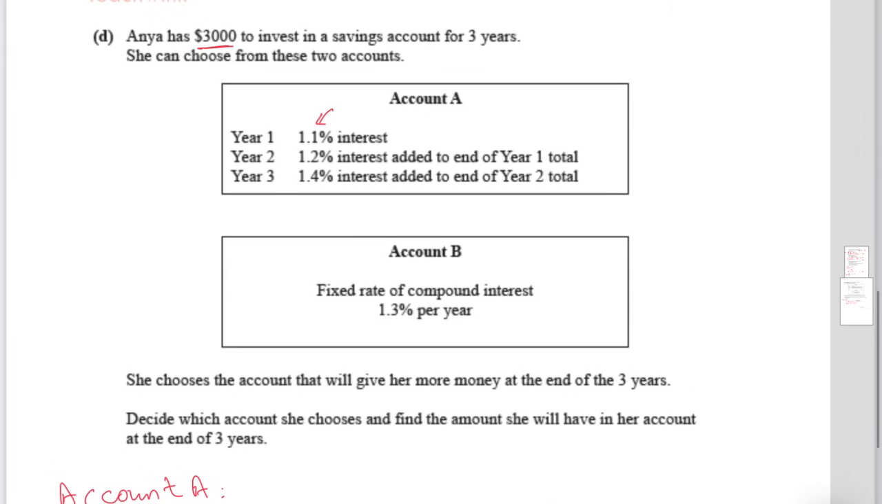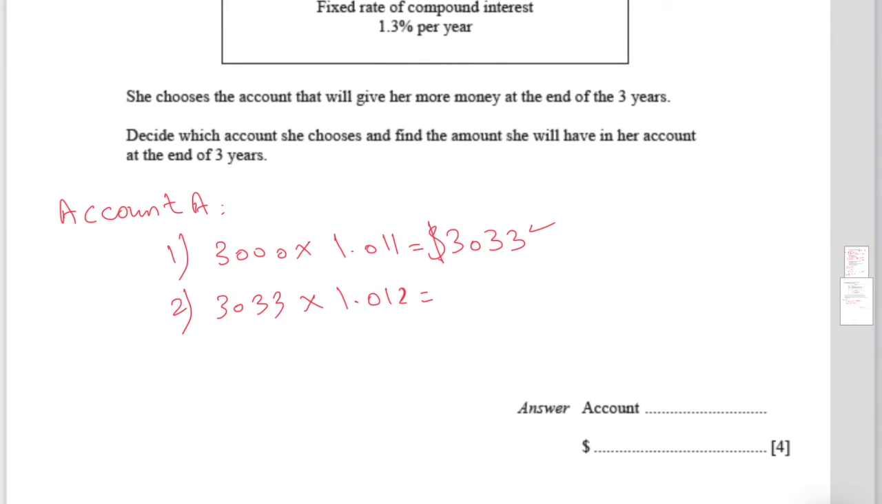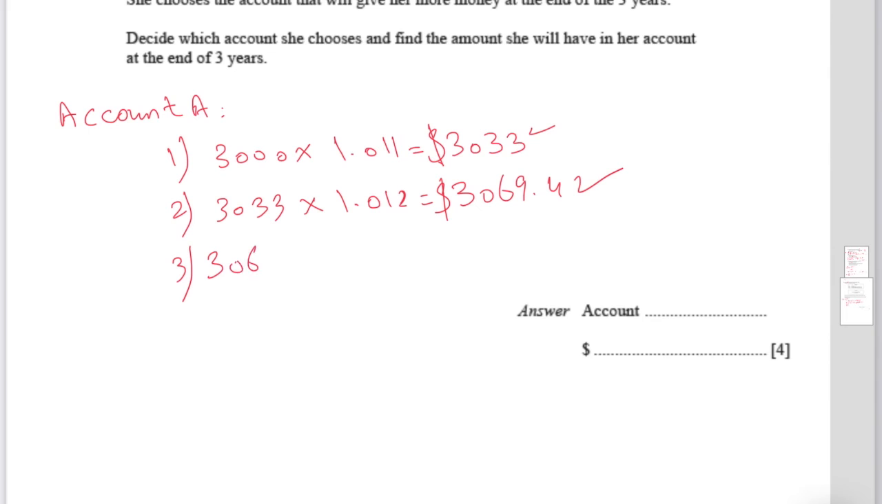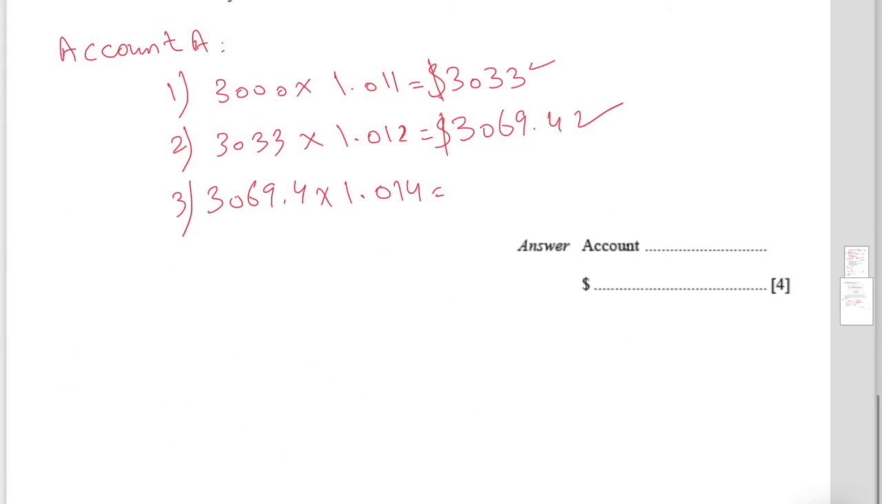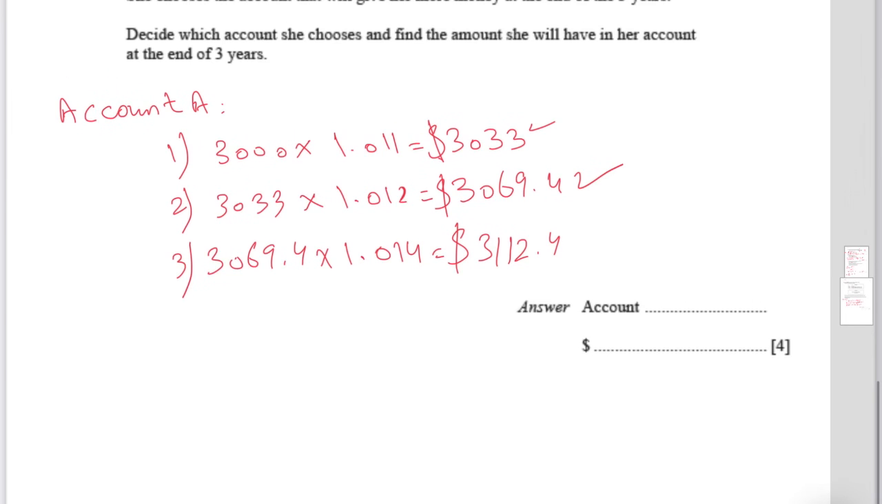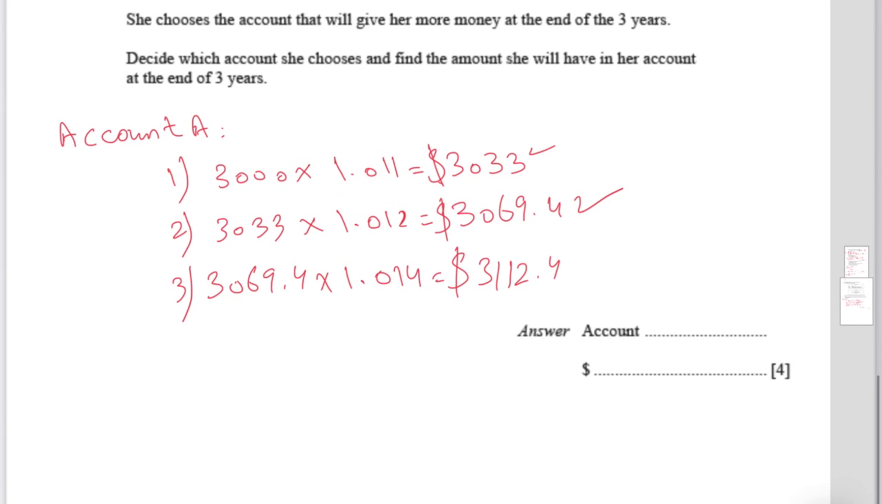Now for the second year, you multiply this total, 3033, by 1.012 because it's 1.2%, and we get $3069.4. Now for the third year, you do the same with this amount. You multiply 3069.4 times 1.014 and you get $3112.4. That is the amount that she has in account A after 3 years.